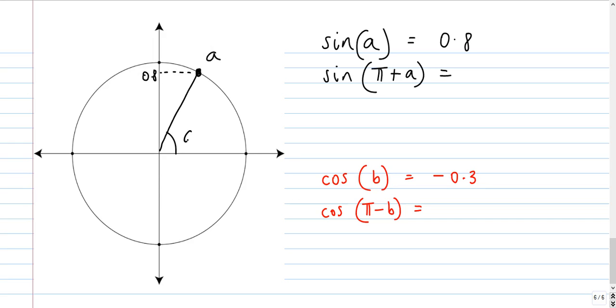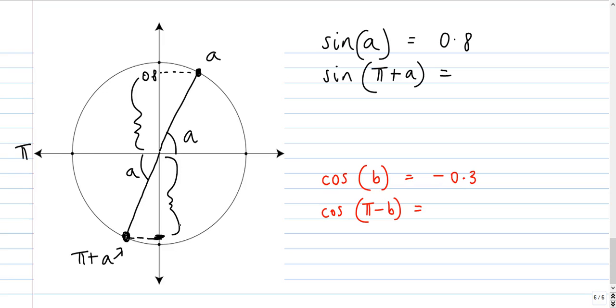So here's A here. Pi plus A. Okay, pi plus A is going to be, well, here's pi around here. And if I add another A on, pi plus A is going to be around right there. And here's its sine value. It's over here. And these two are going to be the same size. And it's just going to be the negative of sine of A. So sine of pi plus A will be negative 0.8.